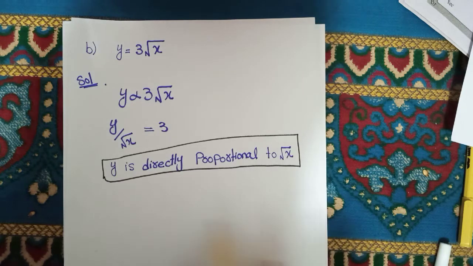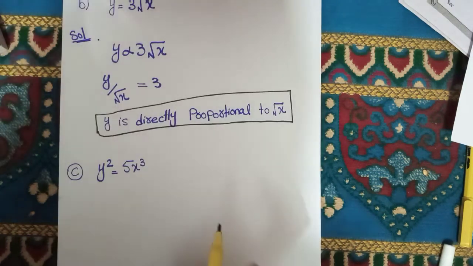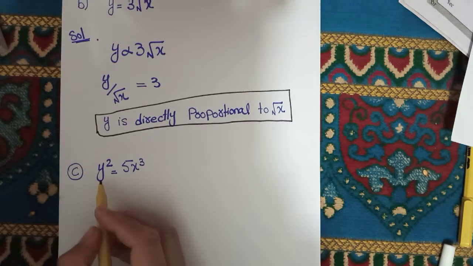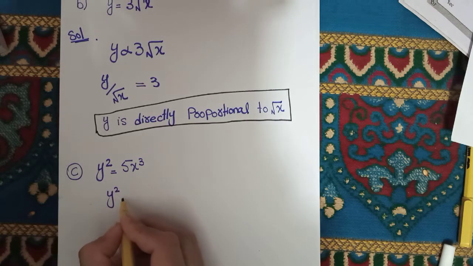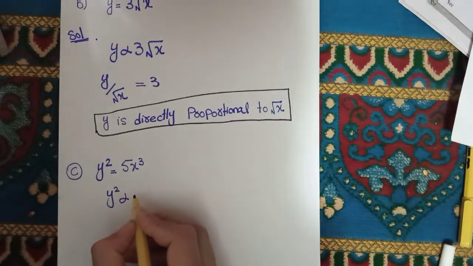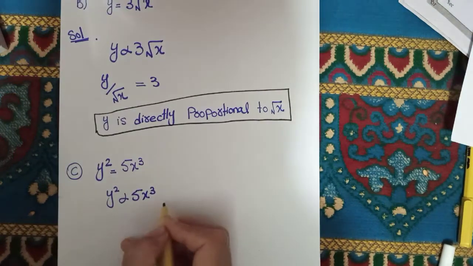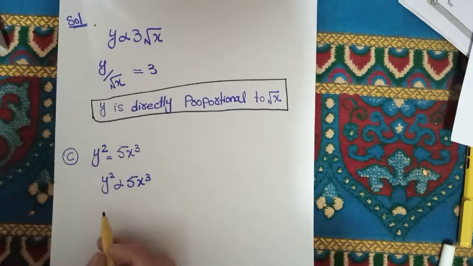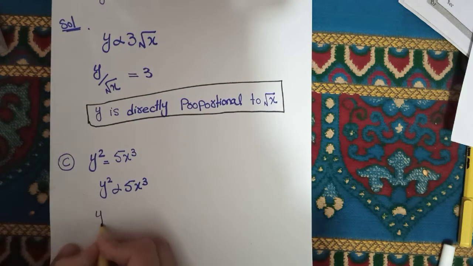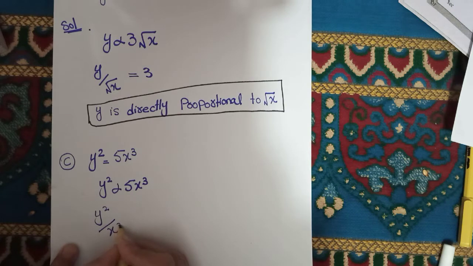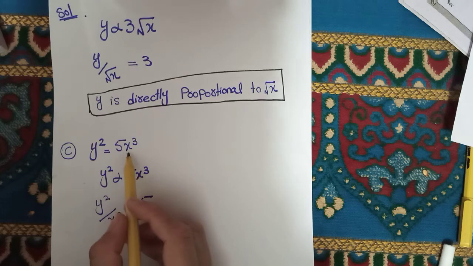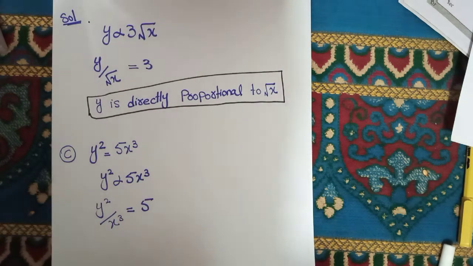Now C part of this question. These two variables are directly proportional. Firstly, y² is directly proportional to 5x³. y² is directly proportional to 5x³, because if we take the ratio y² by x³, it will give you the constant 5. So y² is directly proportional to x³. That is the answer of this question.